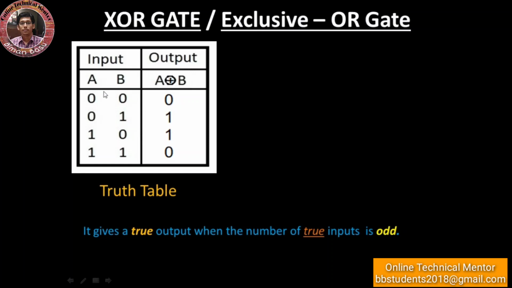Look, in the first case, both are 0. So there is no question of 1. So write 0 in the output. In the second condition, A is 0 and B is 1. So how many 1s are there? An odd number of 1s is there. So the output is 1. In the third case also, there is an odd number of 1s. There is a single 1 over here. So you will get 1 in the output. Look at the last combination of input. Both are 1. That means there is an even number of 1s. That's why you will get 0 in the output.